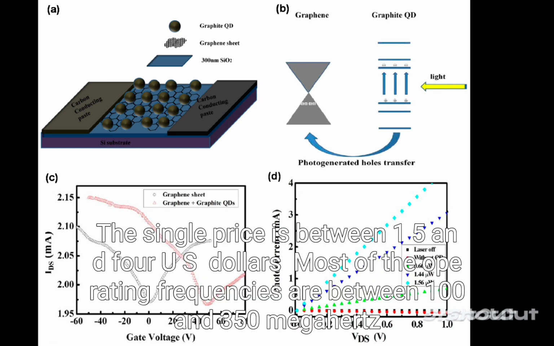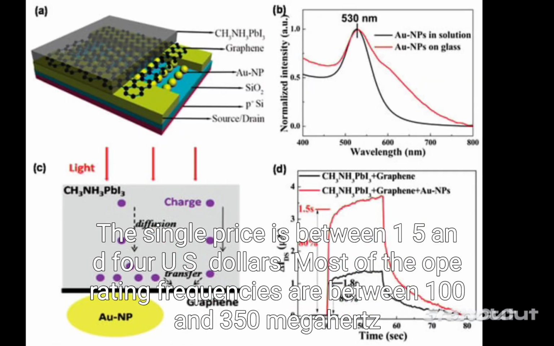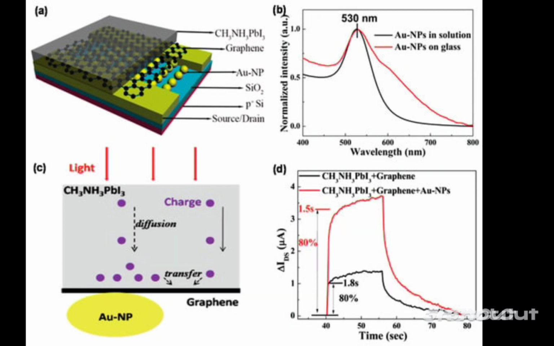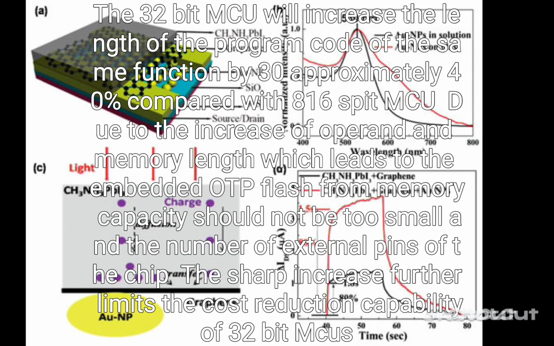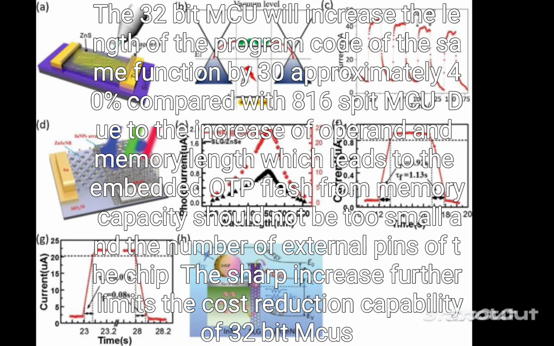The single price is between $1.5 and $4. Most of the operating frequencies are between 100 and 350 MHz. But 32-bit MCU will increase the length of the program code of the same function by approximately 40% compared with 8/16-bit MCU due to the increase of operand and memory length, which leads to the embedded OTP and flash RAM memory capacity should not be too small, and the number of external pins of the chip. The sharp increase further limits the cost reduction capability of 32-bit MCUs.